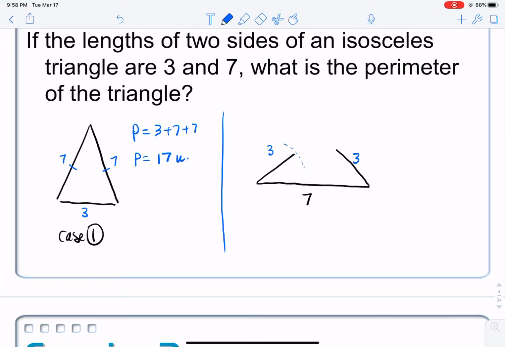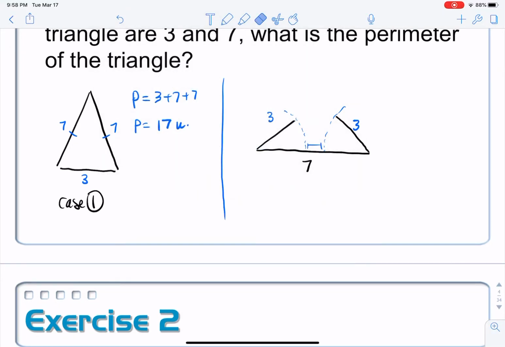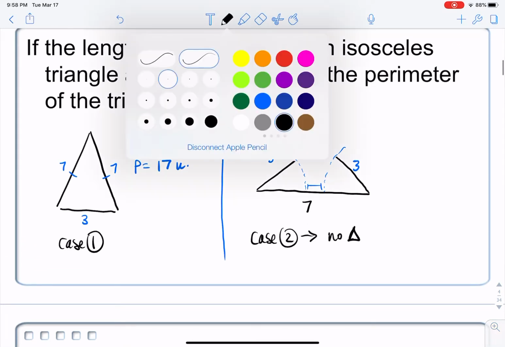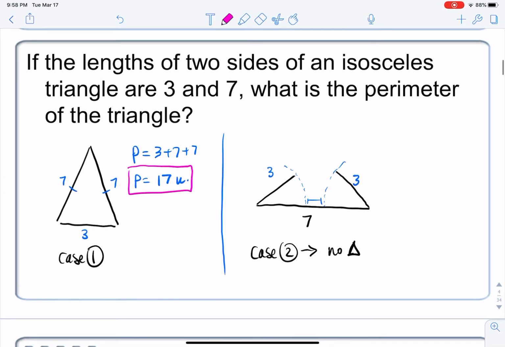So it would reach right here, it would reach right there. There would always be this 1-inch gap that's right here in the middle. So this doesn't even make a triangle. So case 2, we don't even have a triangle. Which means our winner is a perimeter of 17, where the 3 is the base and the two 7s are our legs.